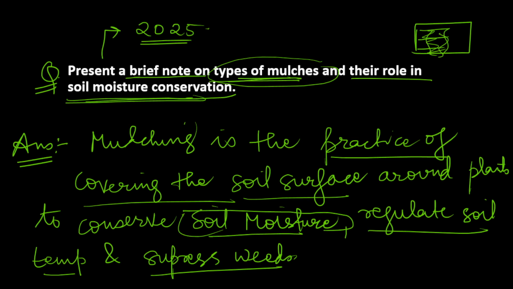So I hope you are able to understand all the parts of the question. You are able to understand what mulching is, you know the types of mulches now, and you will be able to write points on how it is able to conserve soil moisture.